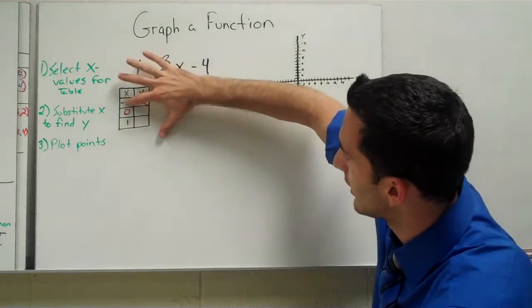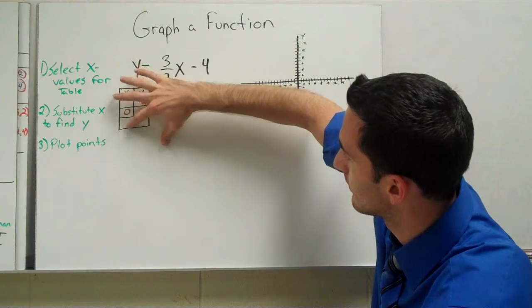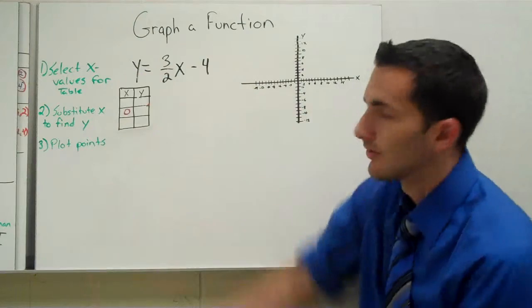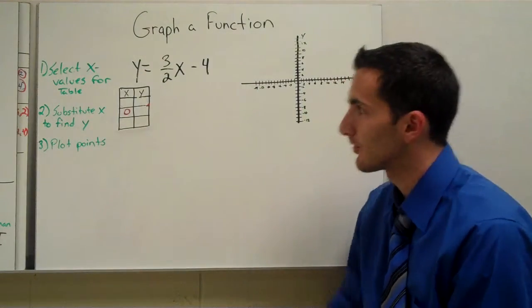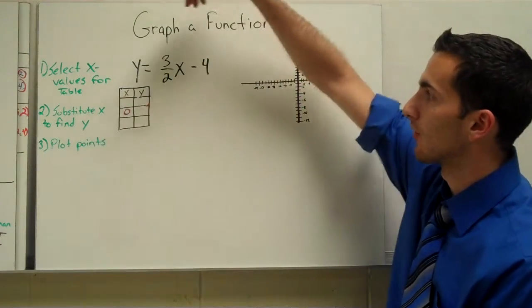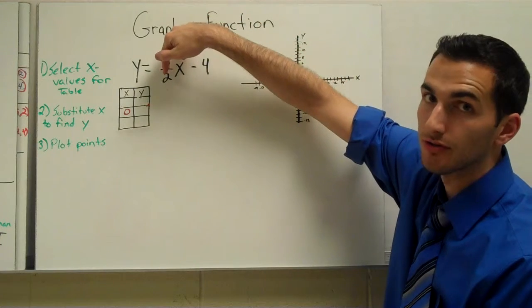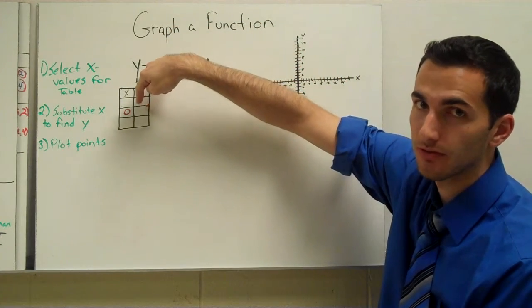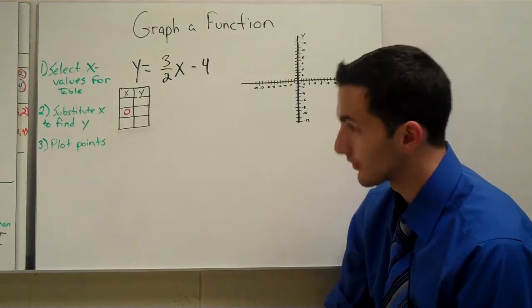And I'm going to get rid of my inputs here, except for 0. To make this easier, let's choose numbers for our inputs that are going to cancel out our denominator and give us whole numbers instead of fractions. Alright, so let's give this a try.